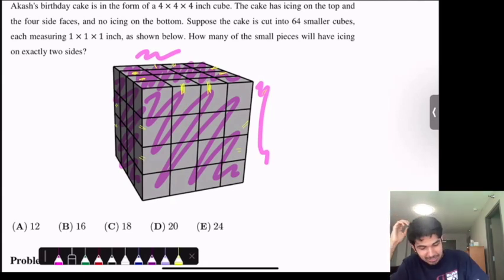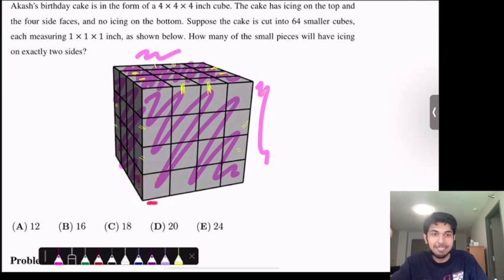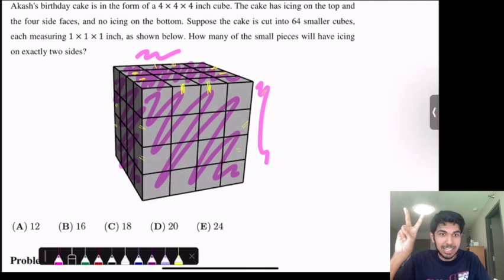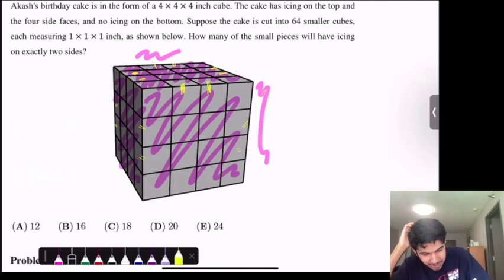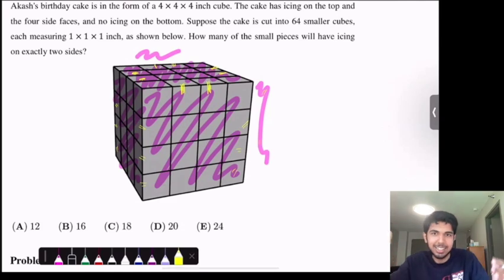But in this case, we'll take a look at this corner piece, for example. This side has icing, that side has icing, and we expect the bottom side to have icing, but it doesn't. So that corner only has 2 sides with icing, which is good. So we have to account for this corner in our total. Same with this corner, the one in the back, and the one that's hidden.